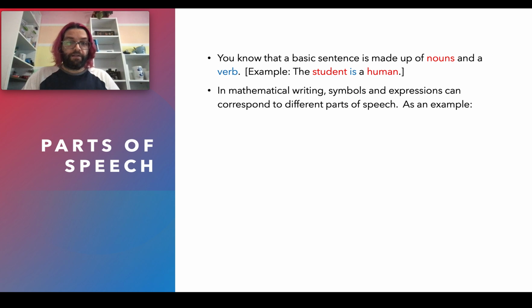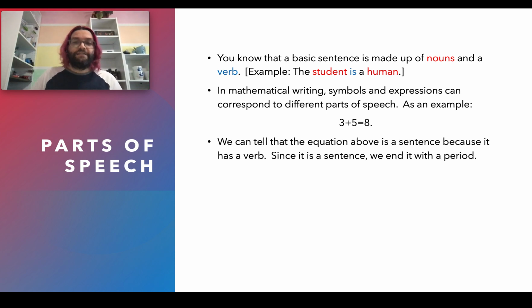In mathematical writing, symbols and expressions can correspond to different parts of speech. So for example, if I have that right there, that collection of 8 symbols, 3 plus 5 equals sign 8, period, that in total is a sentence, okay? We can tell that that equation above is a sentence because it has a verb. What's the verb in that sentence?